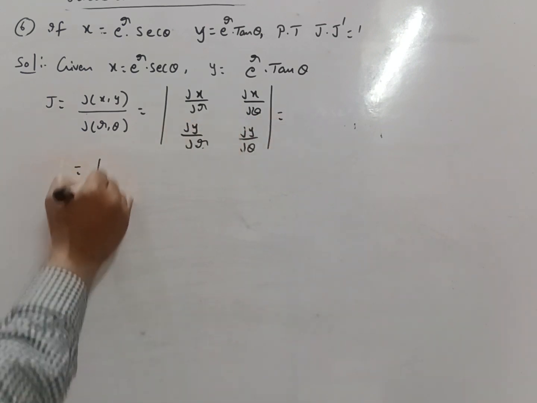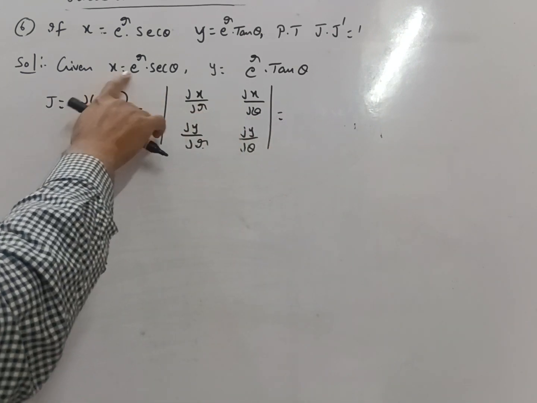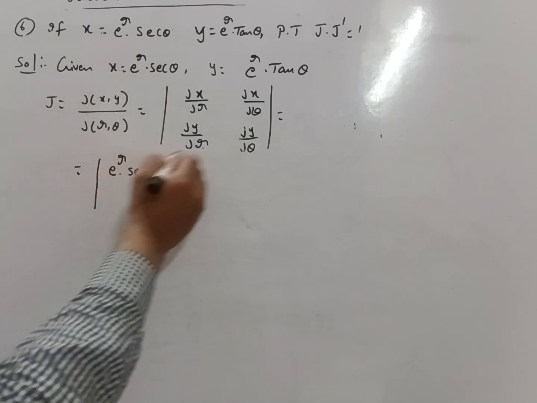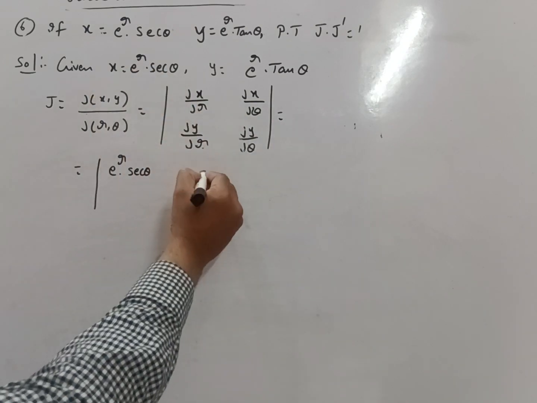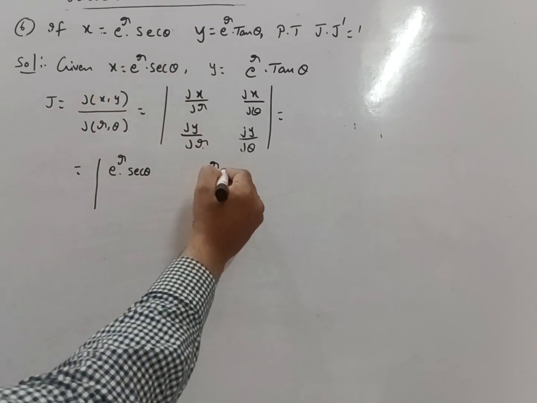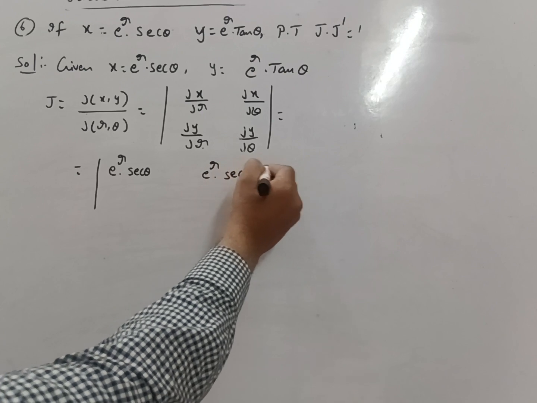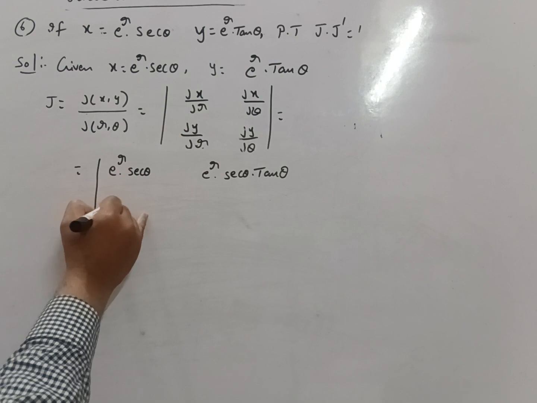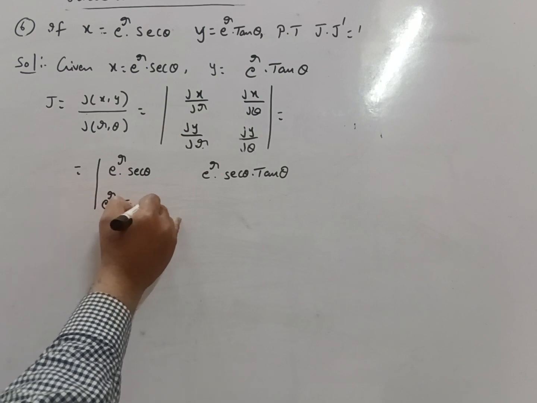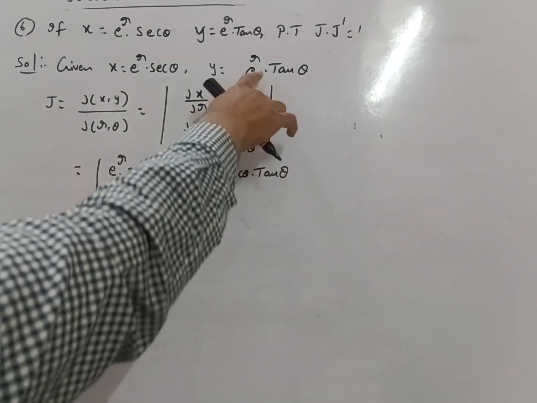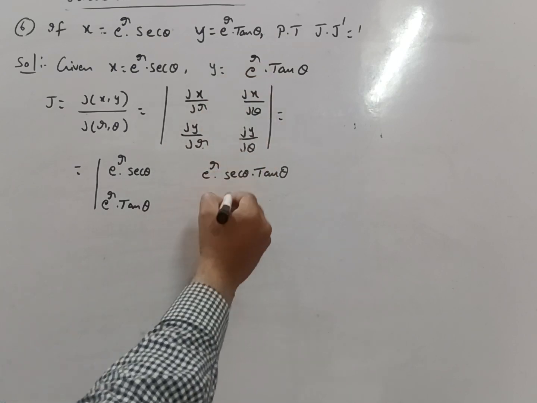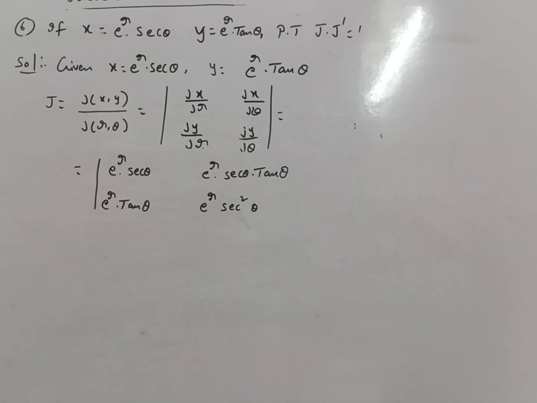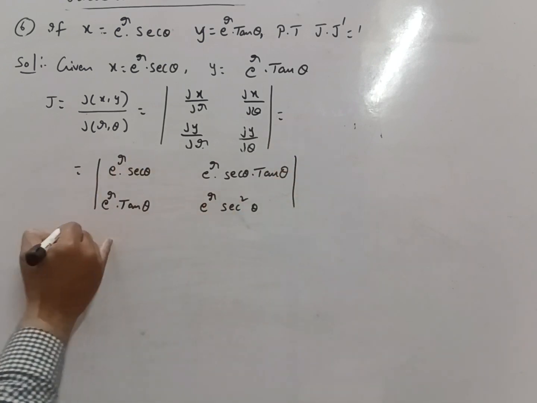If I differentiate here, x with respect to r: e power r is as it is, e power r into secant theta. So dou x by dou theta: e power r is as it is, secant theta differentiation is secant theta into tan theta. Next, dou y by dou r: e power r, tan theta is as it is. With respect to theta, e power r is as it is, tan theta differentiation is secant square theta. Now, find the determinant here.